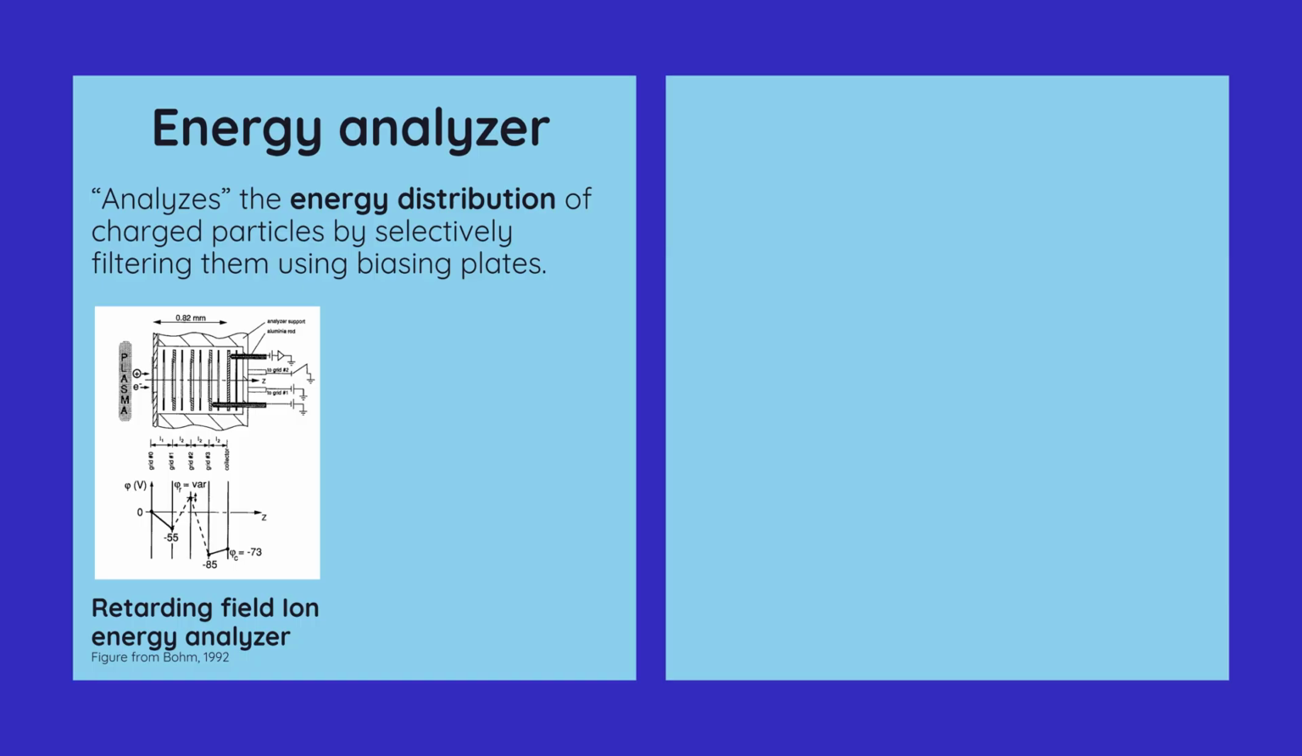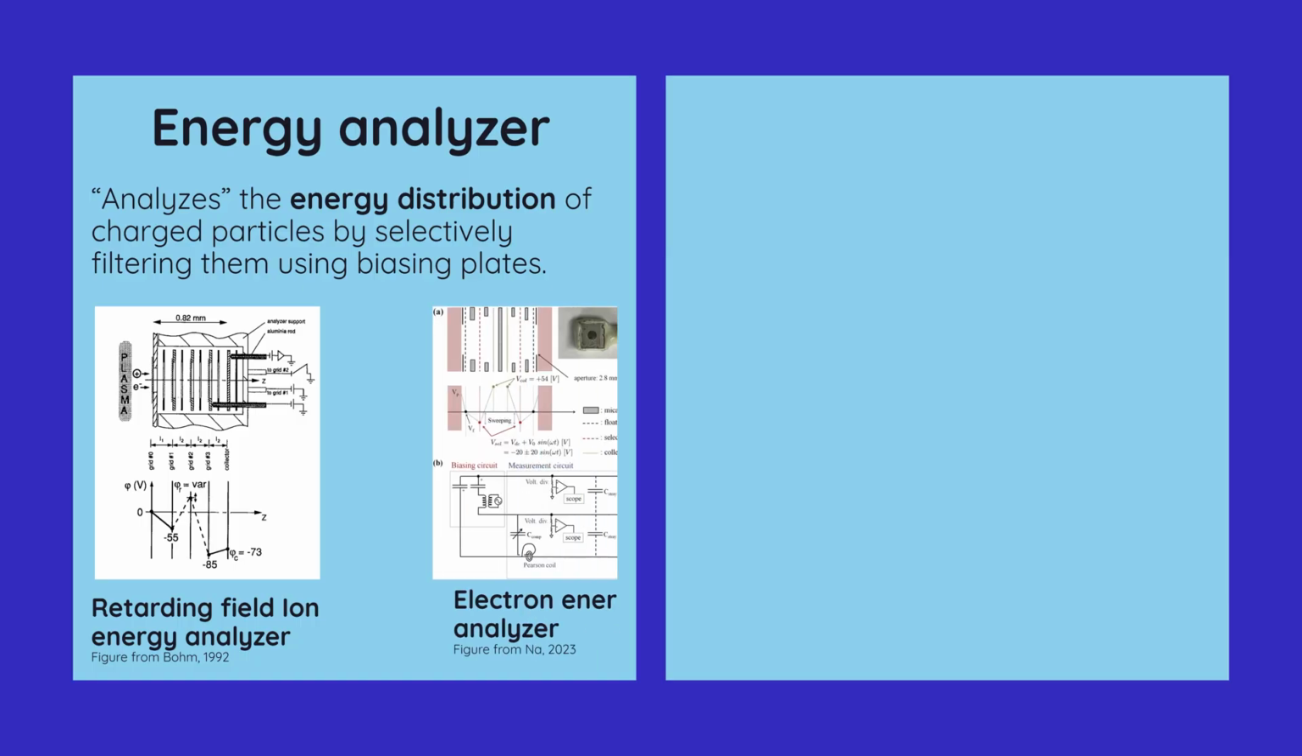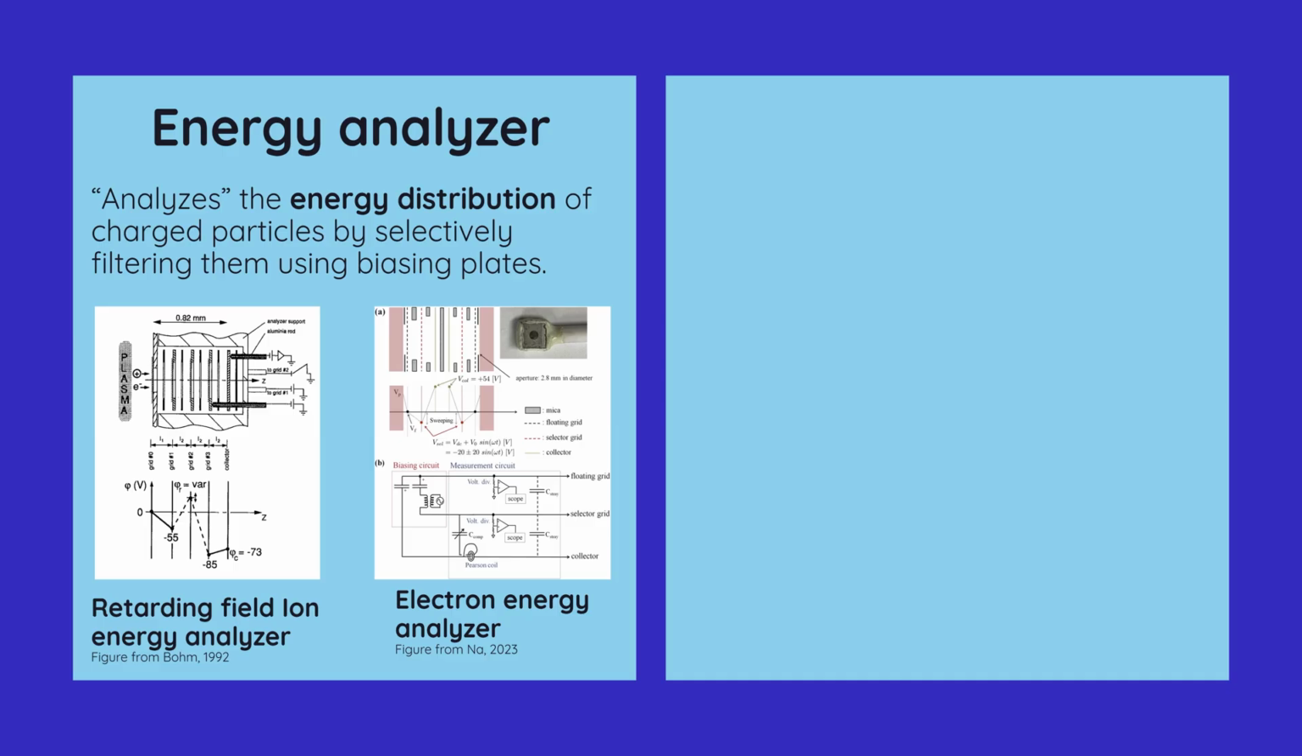As we vary the grid voltage, only particles with certain energy make it through to the collector. By recording the IV curve, we can determine the cumulative energy distribution, and by differentiating that curve, we obtain the energy distribution function. Energy analyzers are widely used in plasma processing, where understanding the ion energies impacting surfaces is critical for processes such as etching. They can also be adapted to measure electron energy distributions.